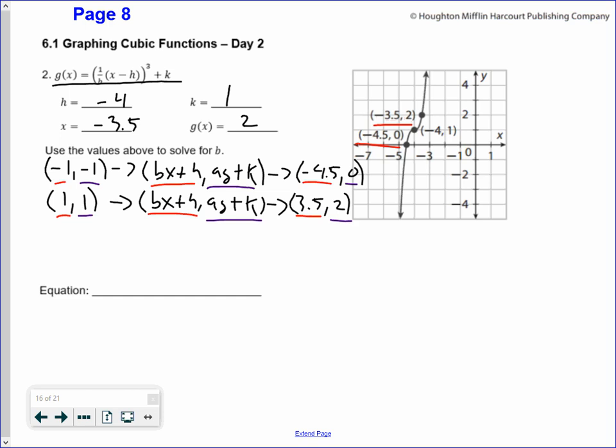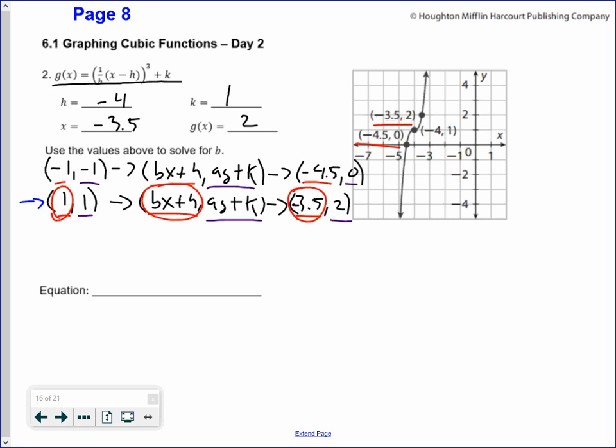So this is the property I'm going to use to actually solve for my b value. Since I only want my b value, I'm only going to care about what's underlined in red, and I'm using the point negative 3.5, 2. So I'm using this second line right here. All I'm going to do is take what's underlined in red and plug it all in. So when I plug this 1 into bx plus h, I should get, sorry, negative 3.5. That's what I should get.